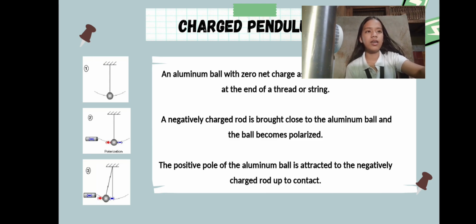And next is stage 3. So the positive pole of the aluminum ball is attracted to the negatively charged rod up to contact. So, here you can see the attraction. So for stage 3, you can see in the image that the aluminum ball moves toward the rod. This happened because opposite charges attract. The positive side of the aluminum ball, which is now closer to the rod, is pulled toward the negative charge. That's why it swings until it makes contact.